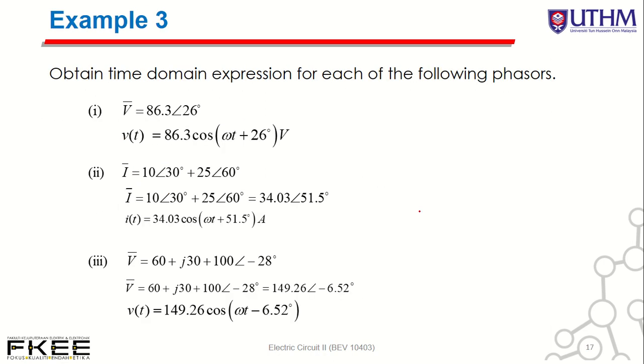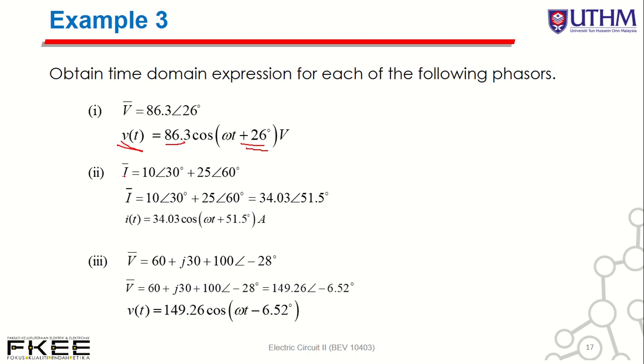Okay, let's try example number 3. Let's say you have a phasor form of V, and you can determine the time domain of V. Let's say you have V at 86.3 angle 26. You can convert to time domain. Please bear in mind this is a small v in bracket t. This is the amplitude, cos(omega t plus 26) phase angle.